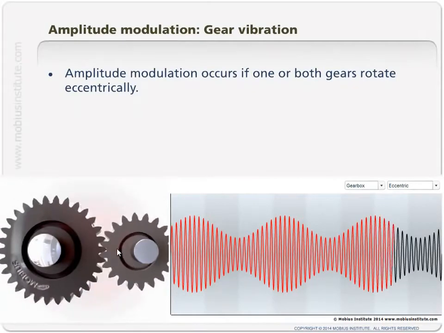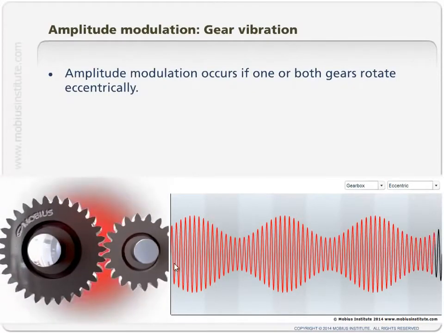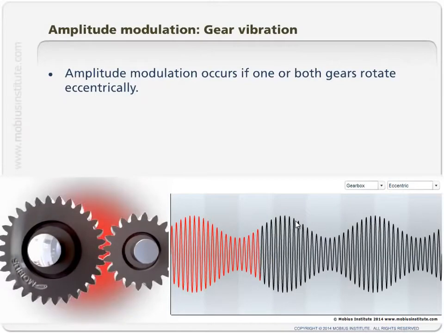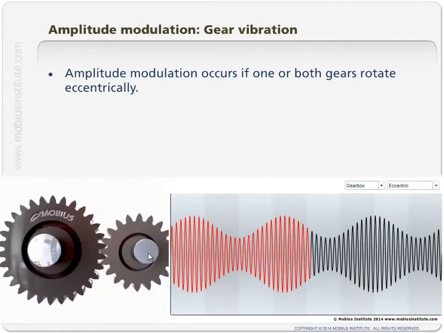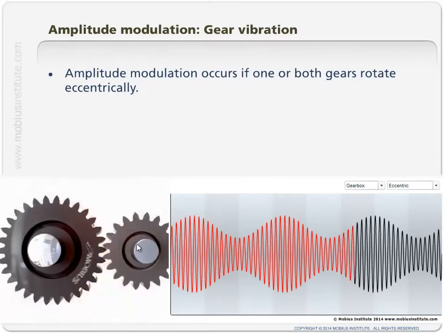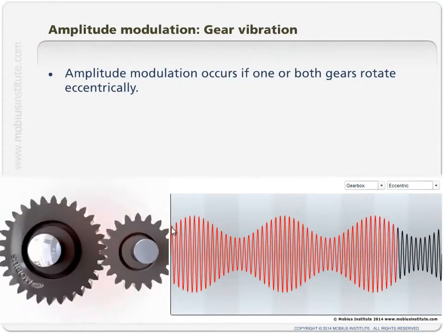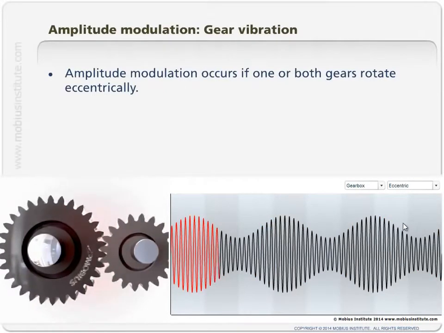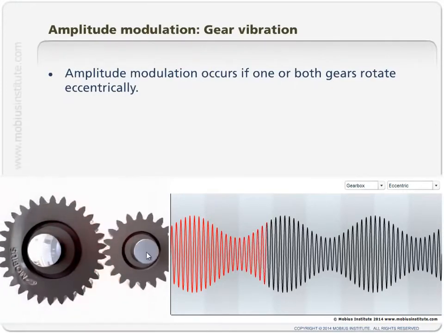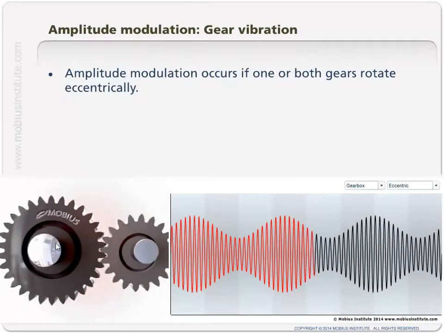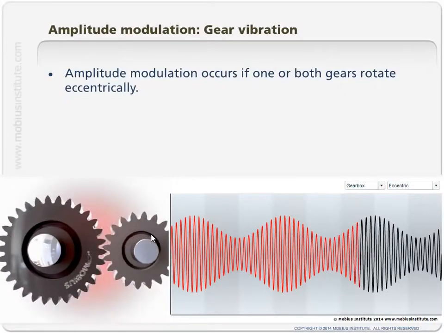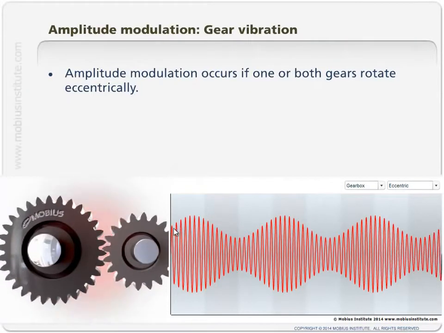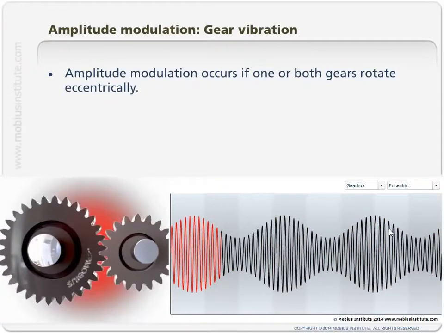My animation is really exaggerating that point, but as a result we've got our gear mesh frequency, but it rises and falls thanks to the eccentric motion. If it's this gear that's eccentric, then the rise and fall, that sideband frequency and the time between the cycle that you can see here, is related to the turning speed of this pinion. If on the other hand it was this gear that was eccentric and this one was not, then I would see the same sort of shape, except given that this is turning at a lower speed, the rise and fall would be at a lower frequency.